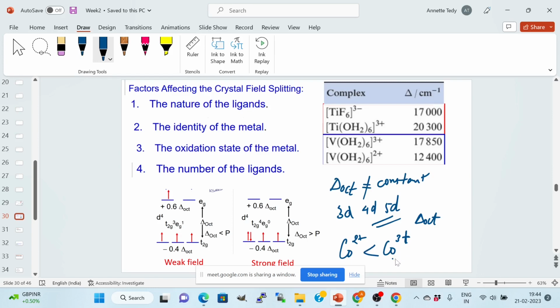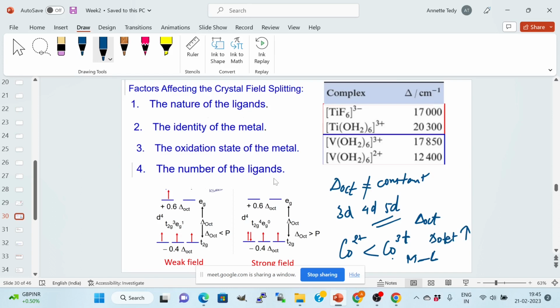When the metal is small, then this metal-ligand bond length is also small. If the bond length is small, it means that there is a much stronger interaction. So whenever the oxidation state increases, that makes the metal-ligand bond small. That means the interaction is much more. Therefore, the delta oct also increases. So you have to look at the oxidation state also.